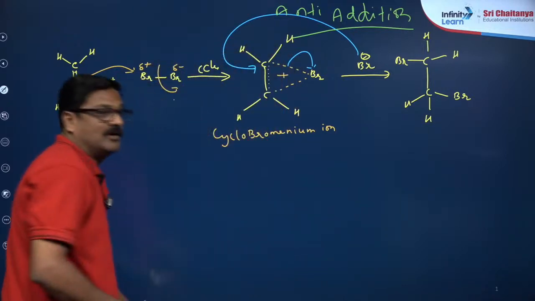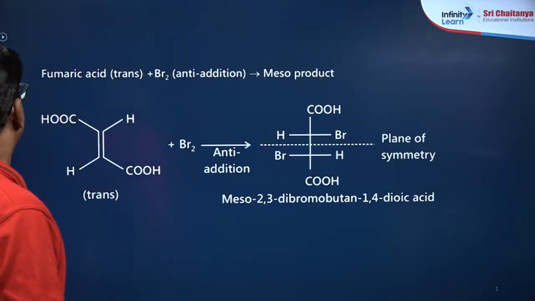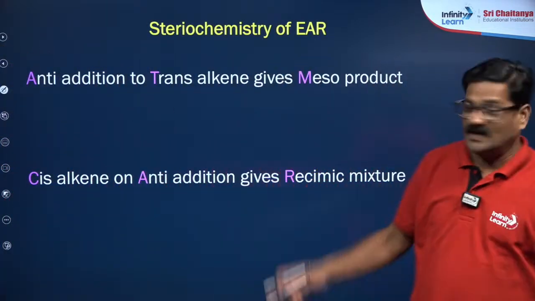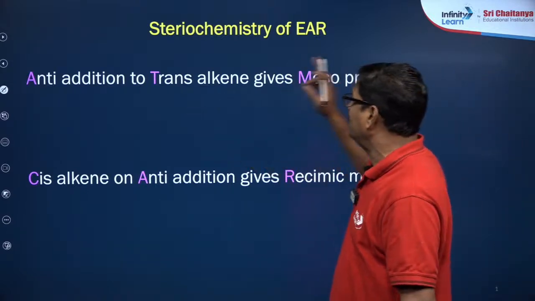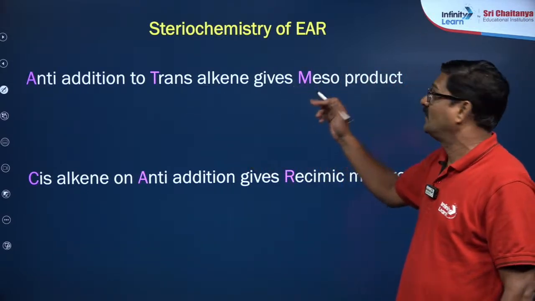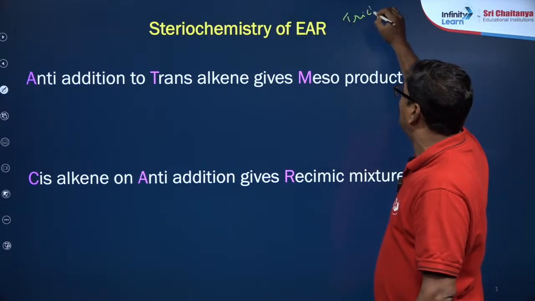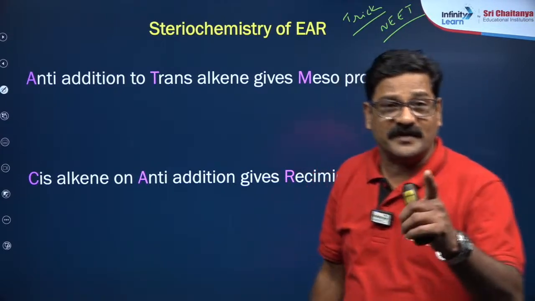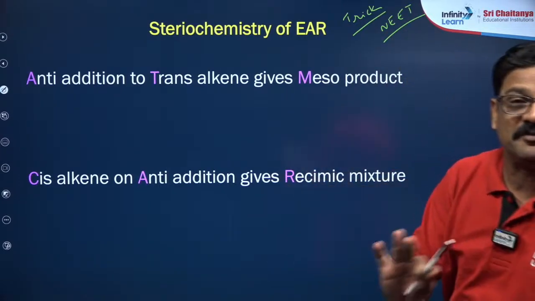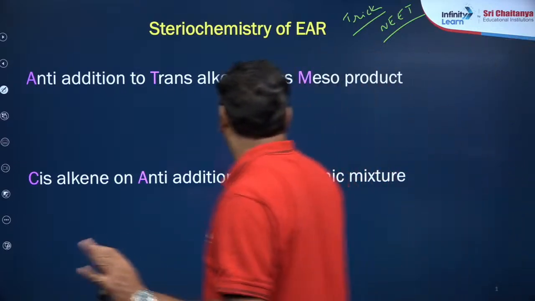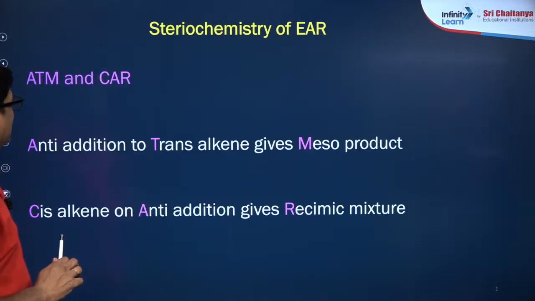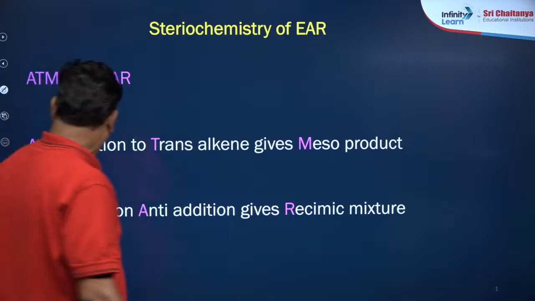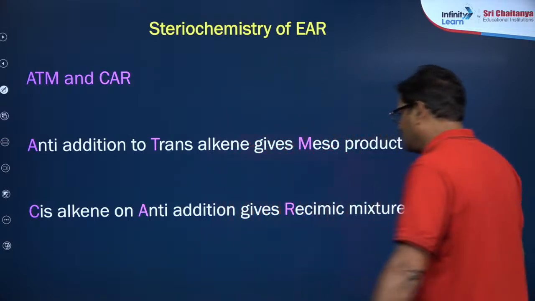Fine. Now let us talk about the stereochemistry of electrophilic addition. It is an extraordinary trick. I am giving it to you from my side. It will be used directly in NEET. If any kind of difficult question is asked, more than this will not be used here. ATM and car. What is this ATM and car? Anti-addition to trans alkene gives meso product, and cis anti-addition gives racemic mixture.